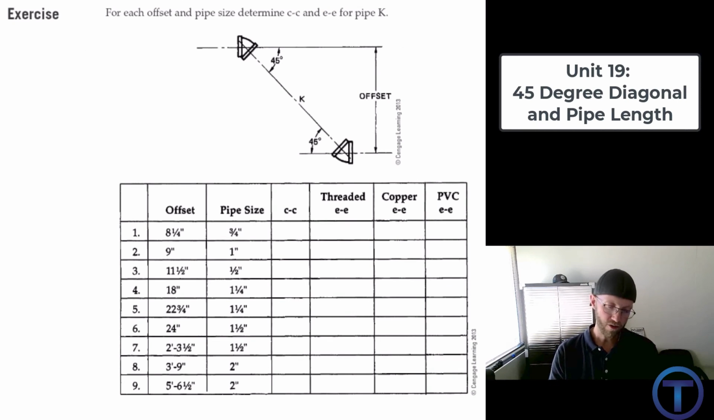So for each of these, 1 through 9, you'll need to run through those calculations. I'm going to suggest you have a separate piece of paper. You can write that out as you go, and then get to your answers for each one of these. First, you're going to get your center to center by multiplying the offset by 1.414. Then, once you have that, you'll go and subtract fittings for the threaded end to end for that pipe size, the copper end to end for that pipe size, and the PVC end to end for that pipe size.